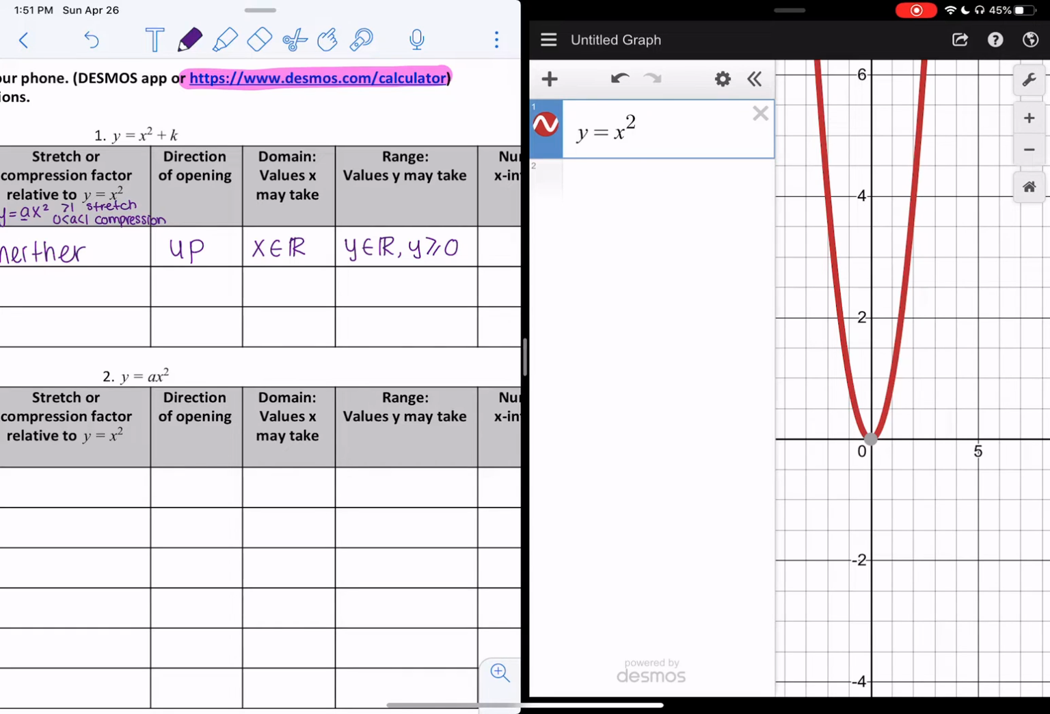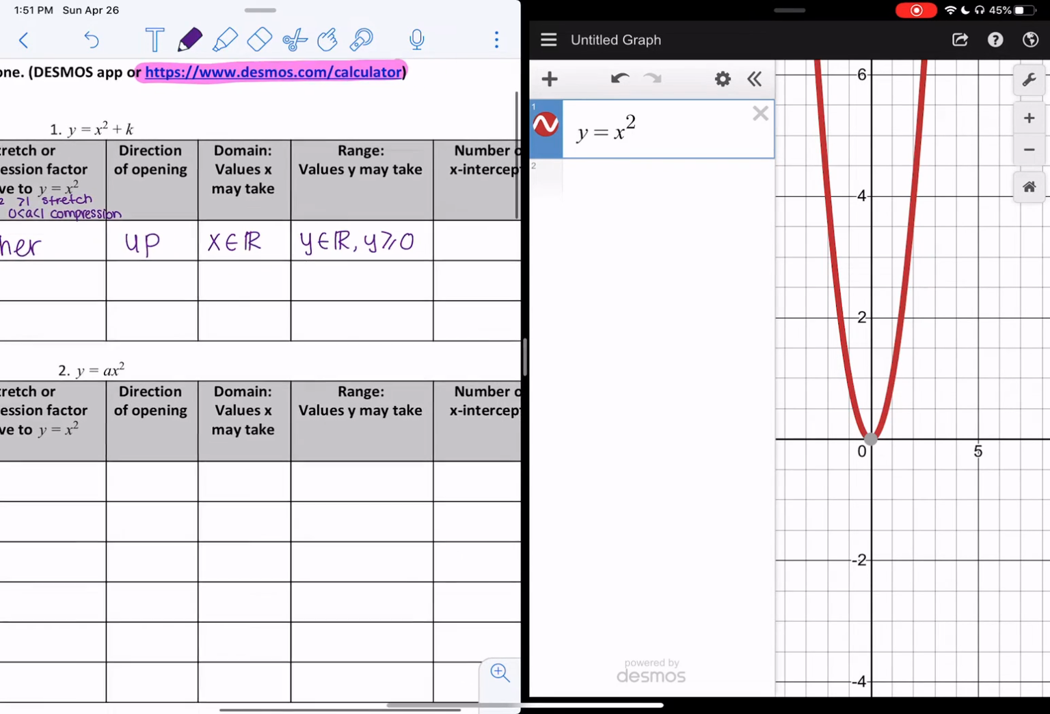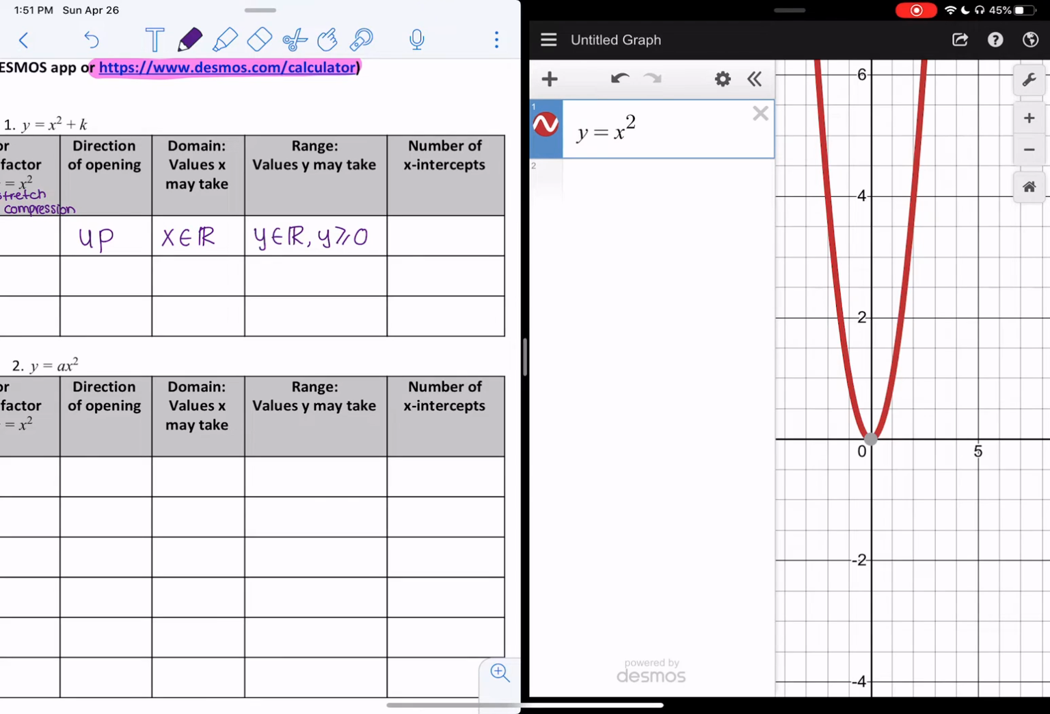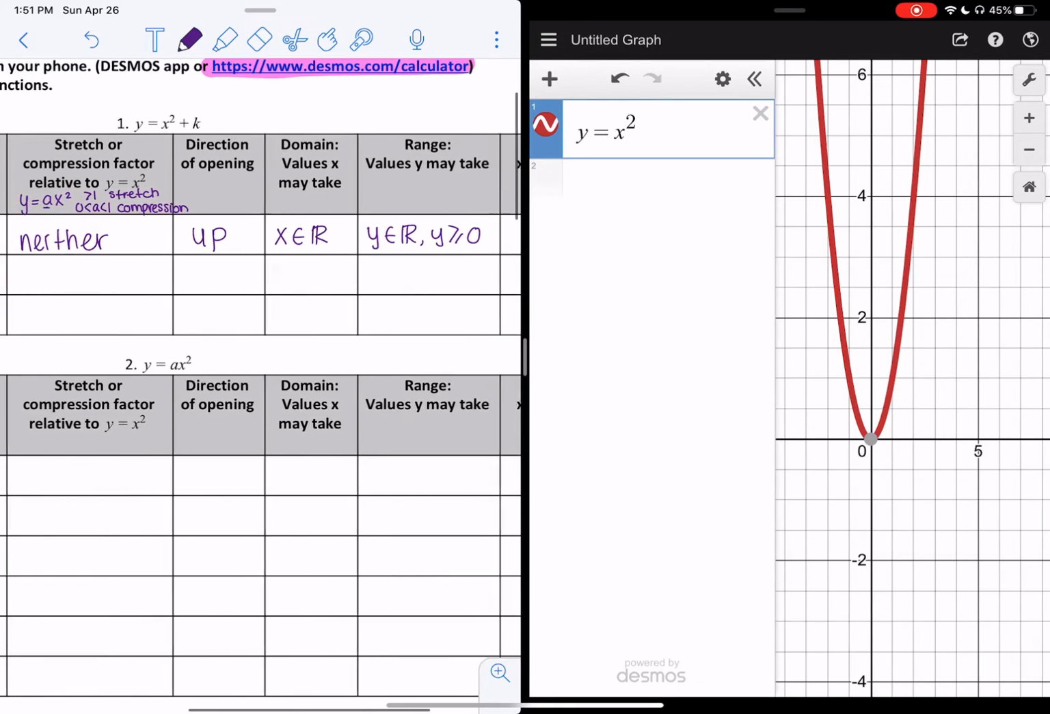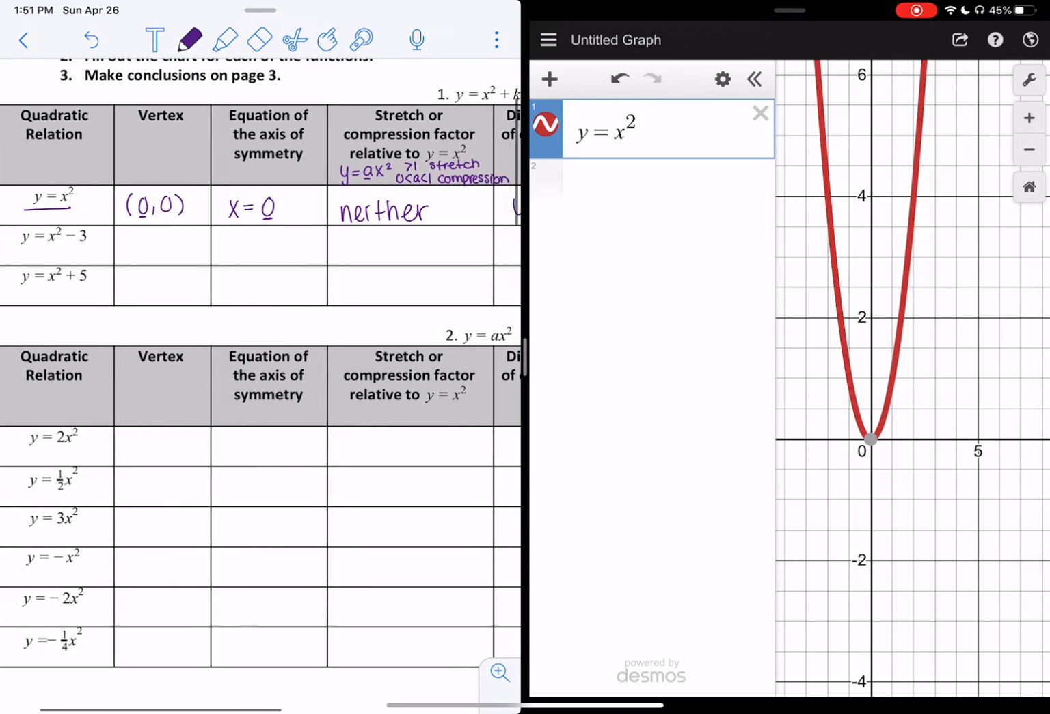And finally, we want to look at the number of x-intercepts. If I look at my graph, DESMOS also highlights x-intercepts for you, so it makes it a little bit easier to see those. In this case, we're only crossing the x-axis one time. So let's try the other one together.